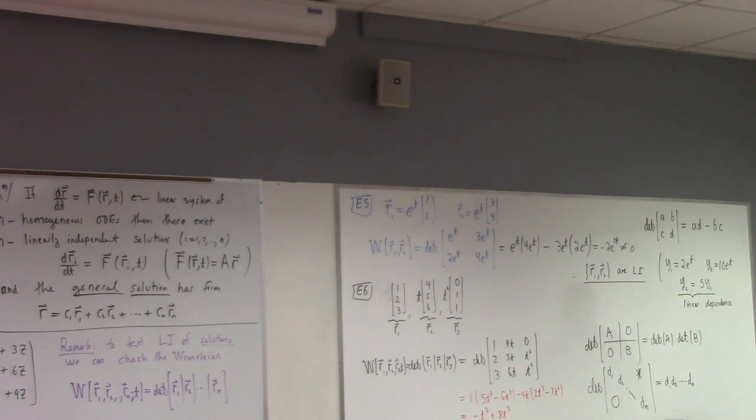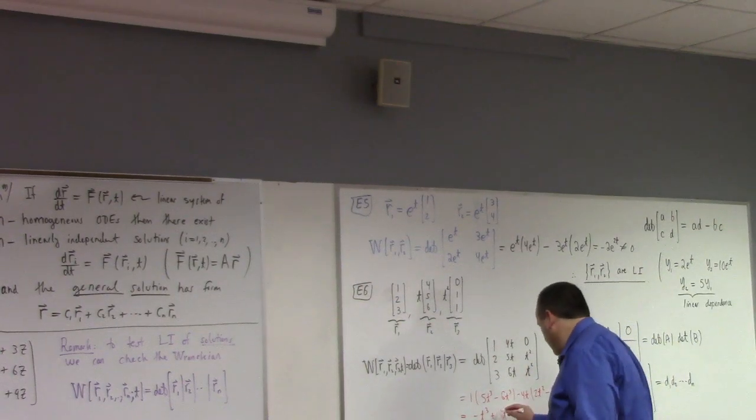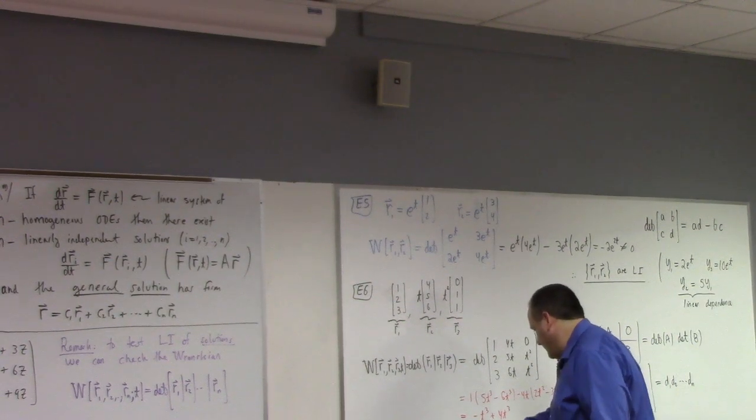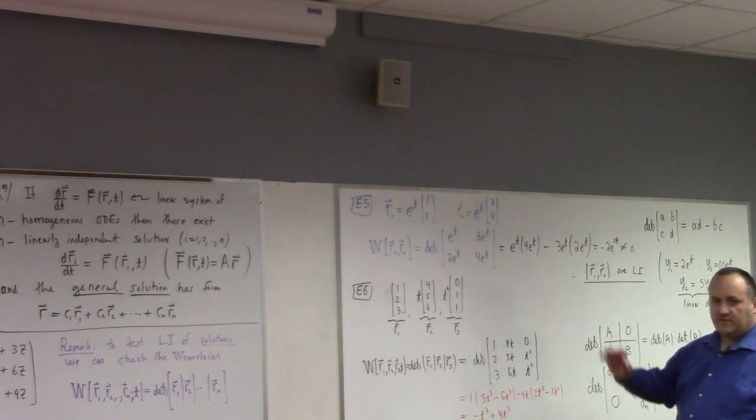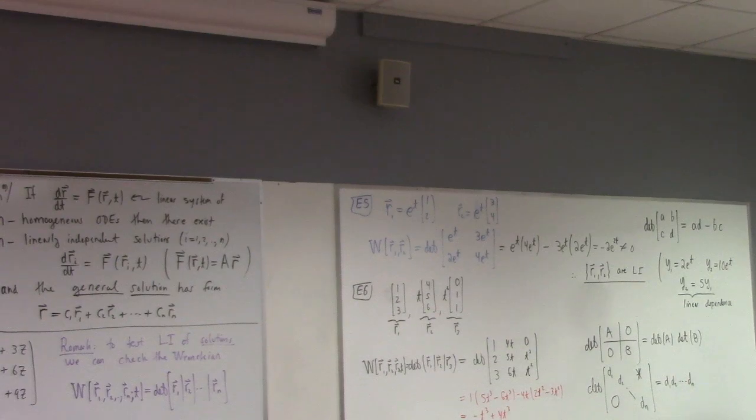The term on the right should be 4t cubed instead of 8t cubed. Oh, thank you. That's 3. Yeah. Okay, so long story short, these are linearly independent when t is not 0, right? T equals 0 is actually not a problem.